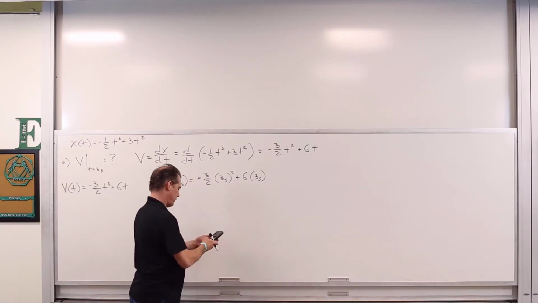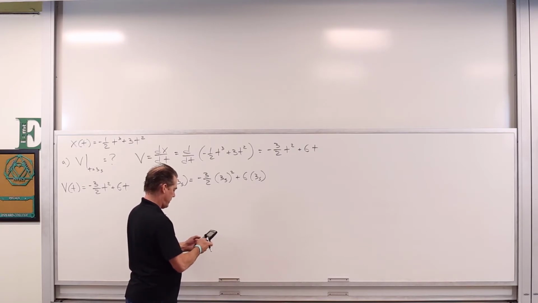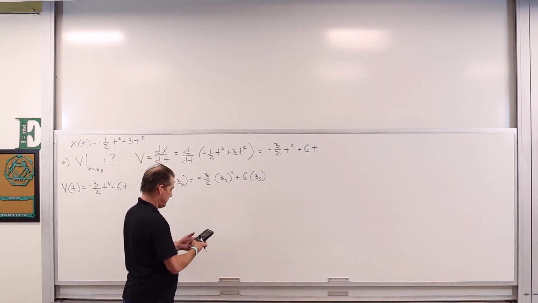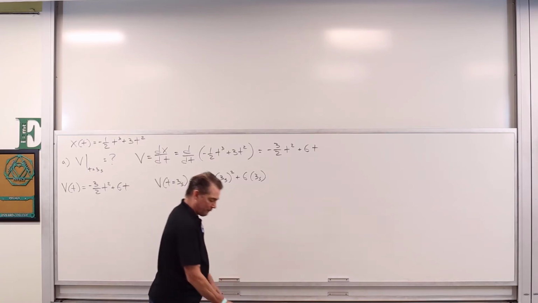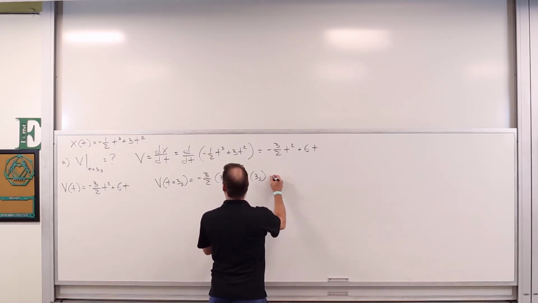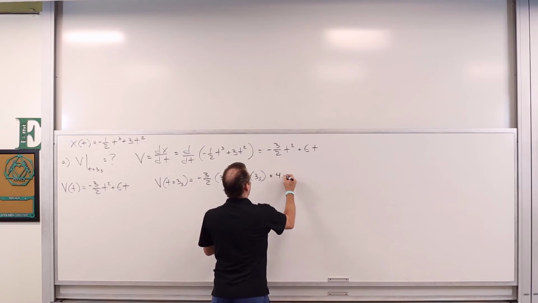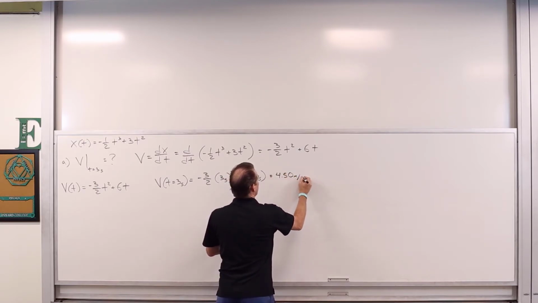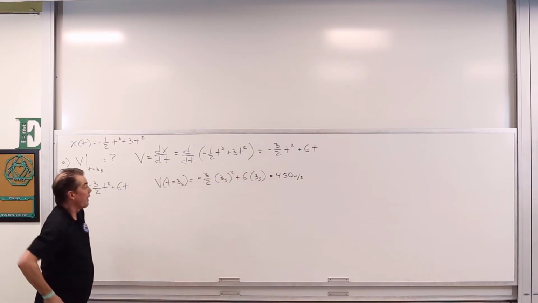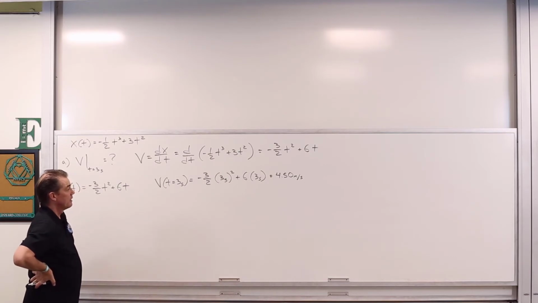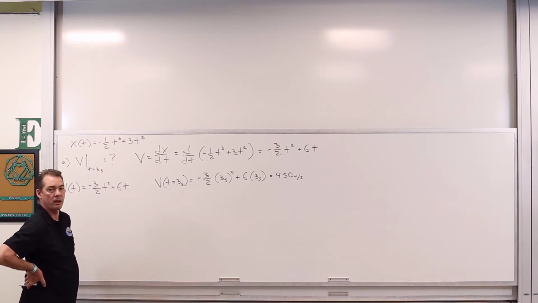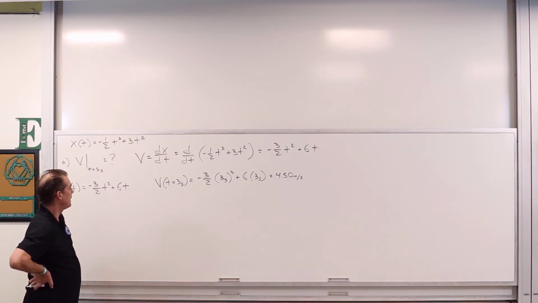And what do we got? Negative 1.5 times 9 plus 18. We got 4.50. That's odd. 4.50 meters per second. So it turns out that at t is equal to 3 seconds, the object's velocity is 4.50 meters per second. That's pretty neat.